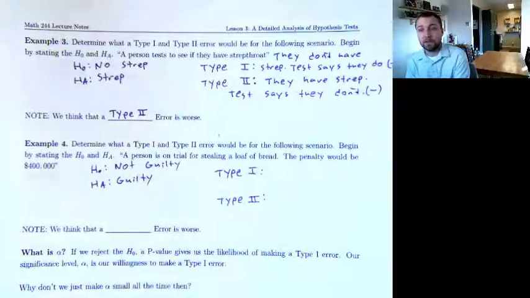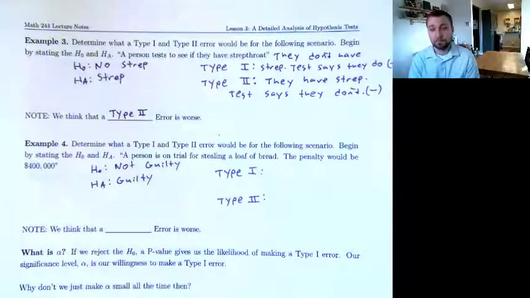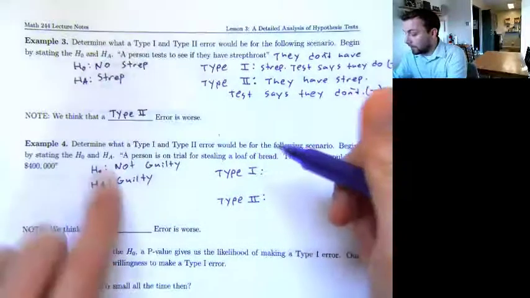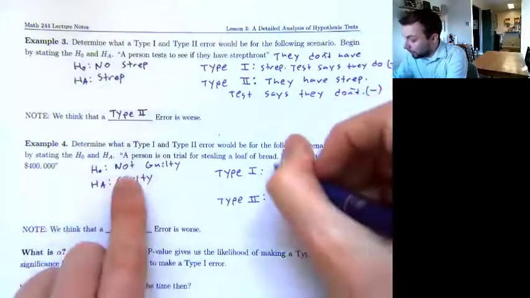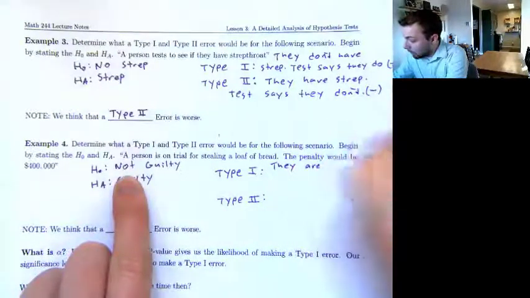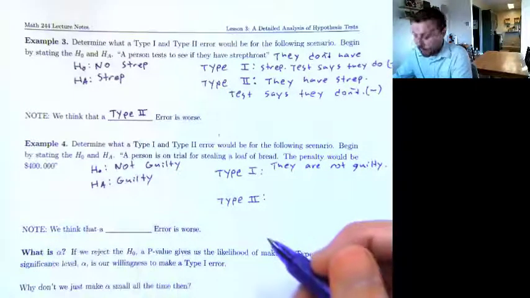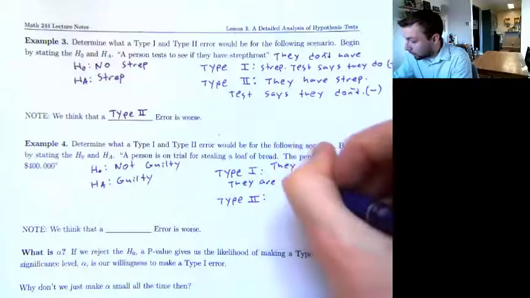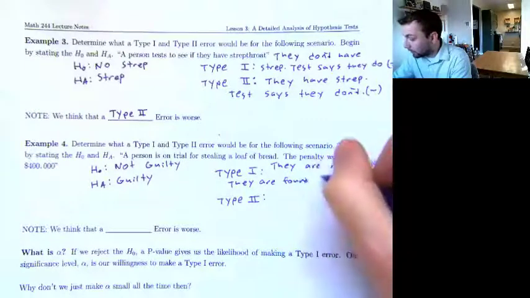So I want you to take a moment and see if you can figure out what a type 1 and type 2 error would look like for this scenario. Pause the video, try it out, see what you can do. Let's take a look. Type 1. The first thing is true about the person, so they are not guilty. So what's a bad thing that could happen to a not guilty person? Well, they are found or told by the court they are guilty.